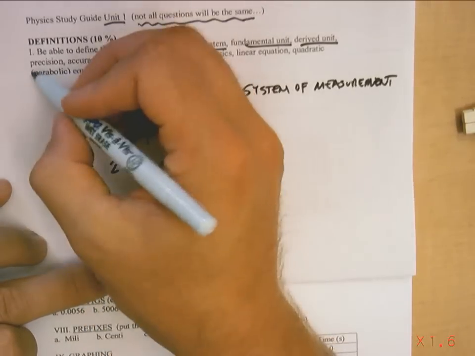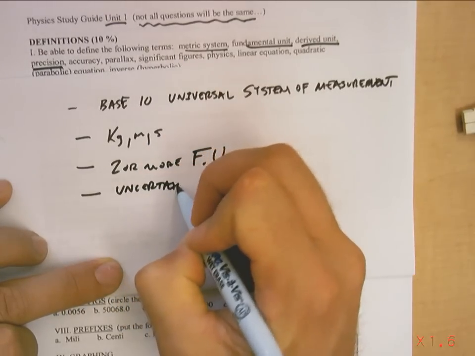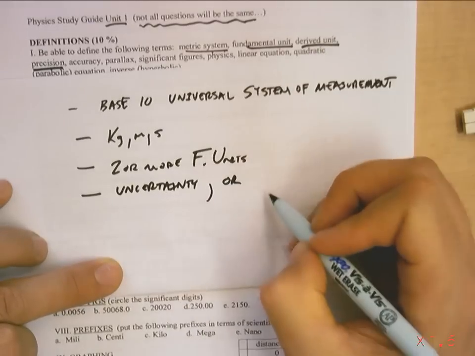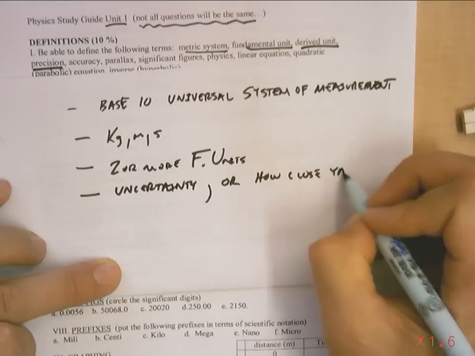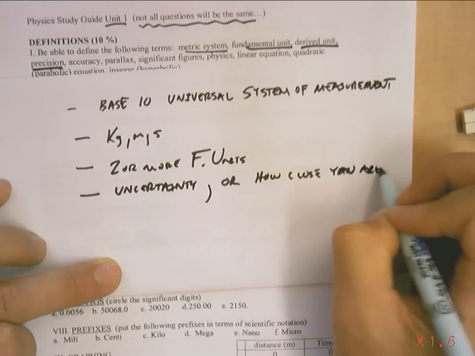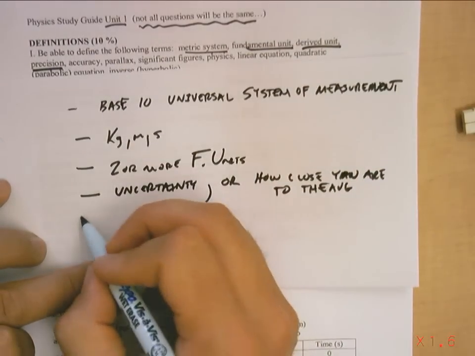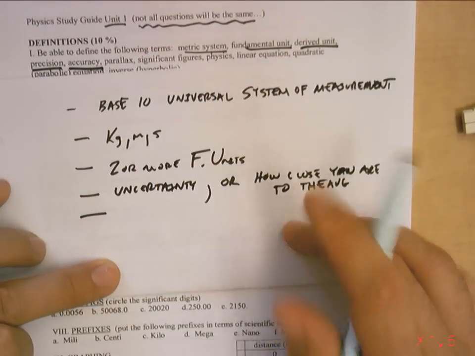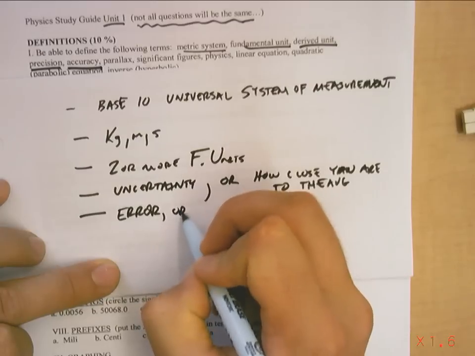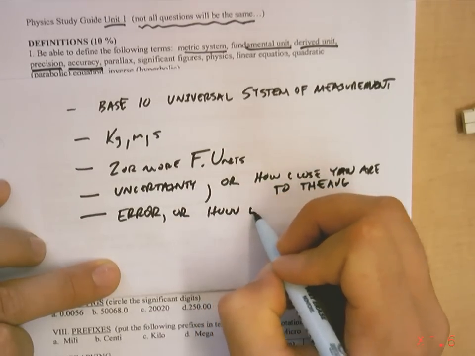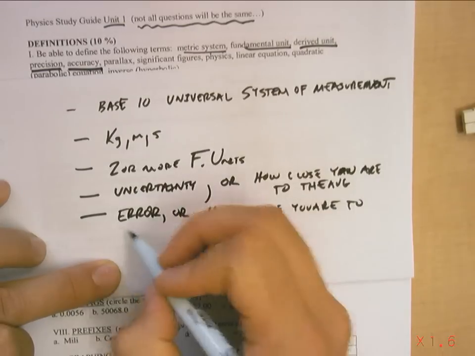Precision, you can go with uncertainty, one word definition, or if you like, you could say how close you are to the average. We talk about accuracy. We're talking about one word definition of error, or how close you are to true answer.